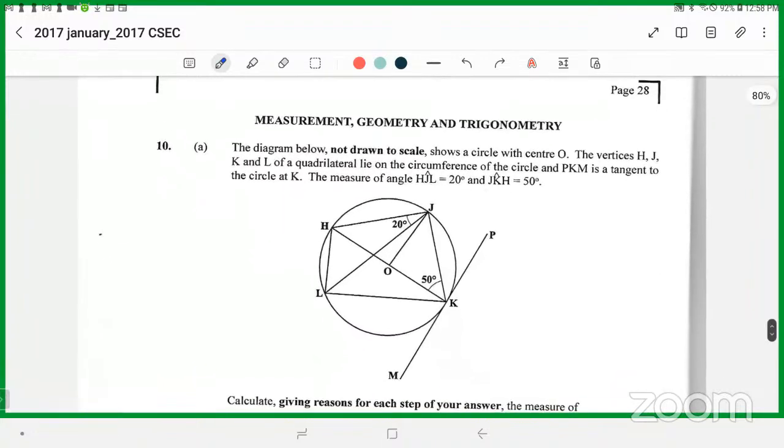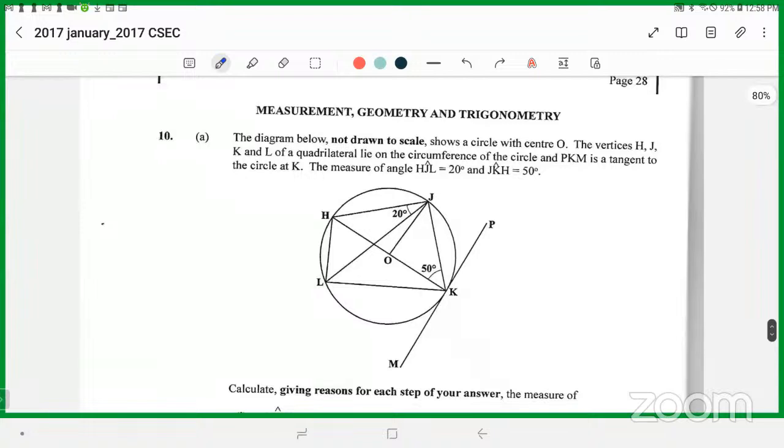Number 10 says the diagram below, not drawn to scale, shows a circle center O. The vertices H, J, K, and L of a quadrilateral lie on the circumference of a circle. PKM is a tangent to a circle at A. The measure of angle HJL is 20 degrees right here, which you can see, and JKL is 50 degrees over here. You can see that as well.